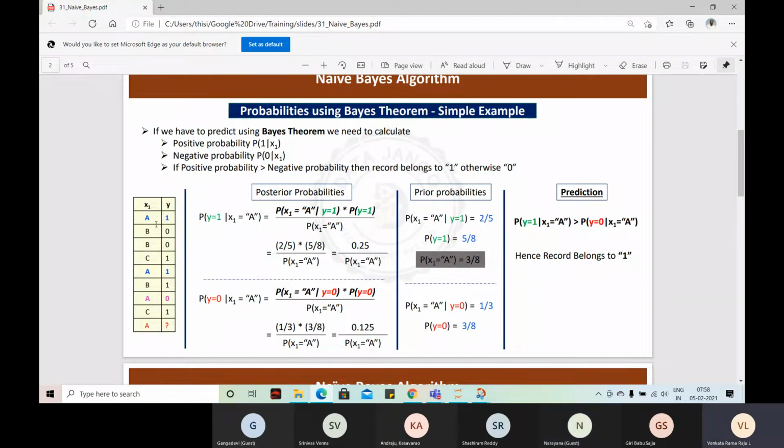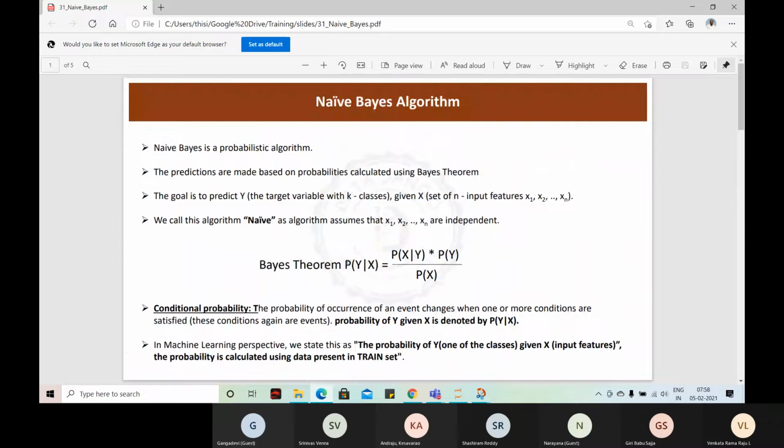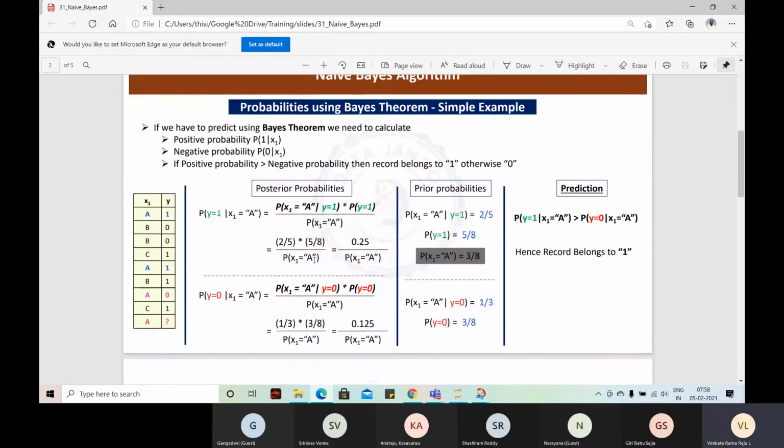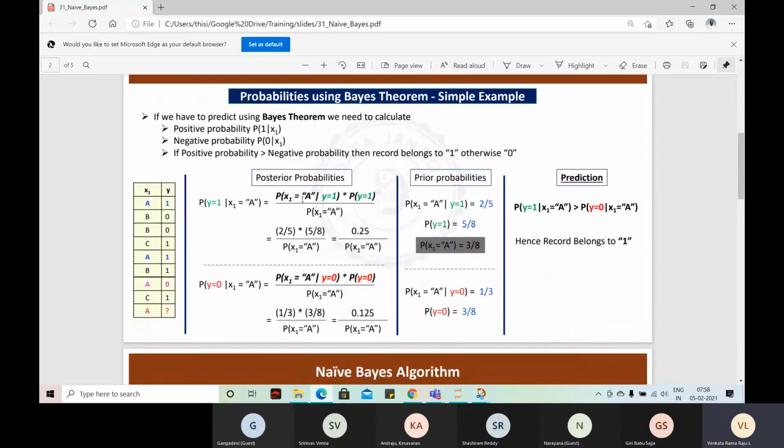So here, we need to calculate the probability of y is equal to 1 given a, and the probability of y is equal to 0 given a, because the new record's x is a. X is a, and we need to predict which class it belongs to. So to calculate the probability of y is equal to 1 given a, that is, probability of y given x, I am using the naive Bayes algorithm. Probability of x1 is equal to a given y is equal to 1.